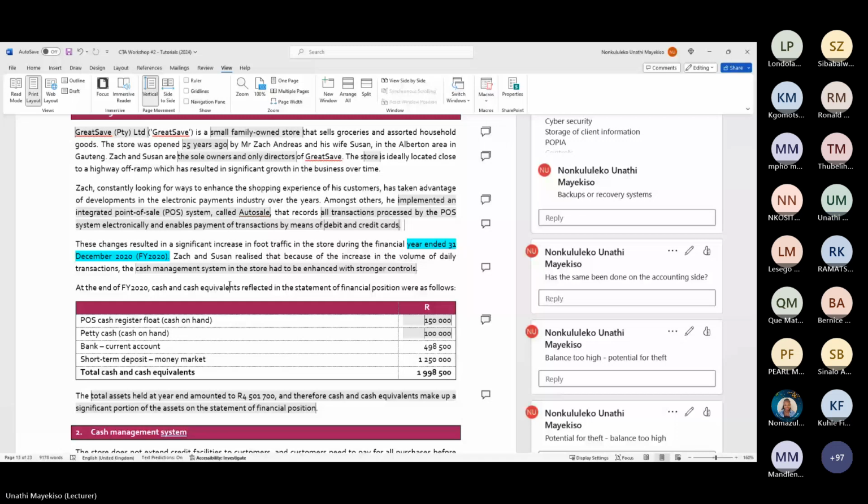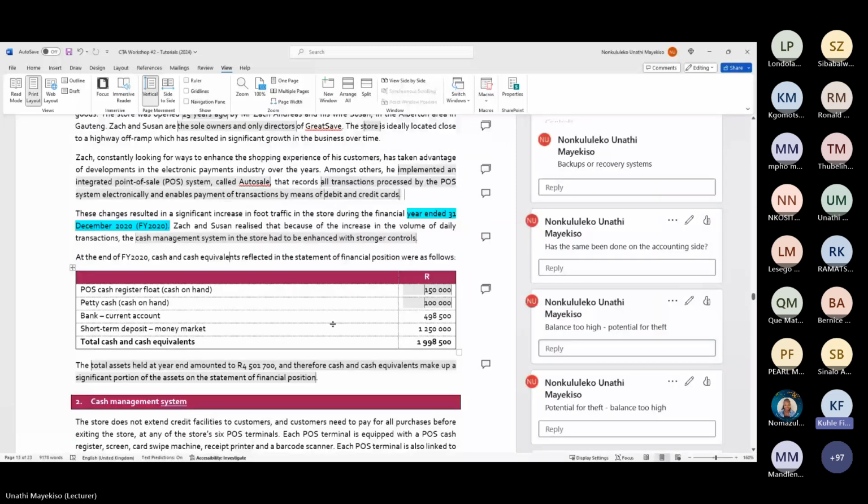Anything else? Hi, Unati. I'm not sure. When they mentioned that there was a significant increase in foot traffic, could that be an indicator of possible risk around the completeness of the transactions that occurred, due to them not being used to having such high amounts of transactions?